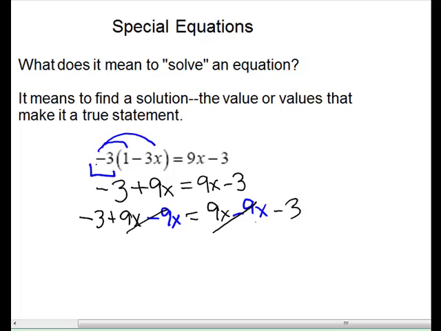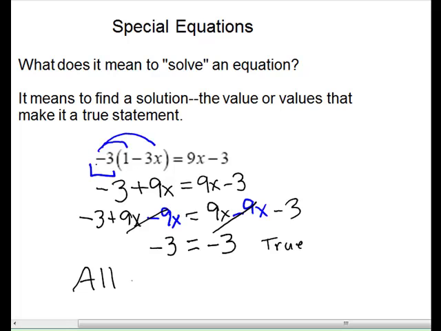But the variable term disappears. It cancels from both sides. This is a special equation where your variable has canceled out. What we care about at the end is whether we have a true statement or a false statement. If we have a true statement, like we do here, this one is true, our answer to it is all real numbers. Everything would make this equation true.